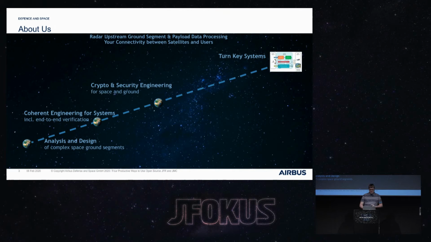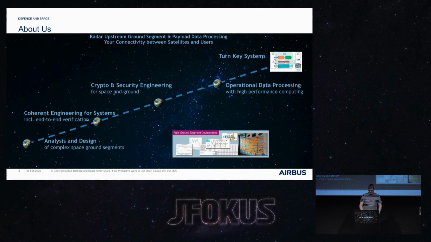Some crypto and security engineering, so you got your system flying around Earth, and you want to make sure you're the only one talking with that system or getting its data. Some operational data processing, so the image analysis of the pictures and data the satellite may produce, and all of that in an agile process.